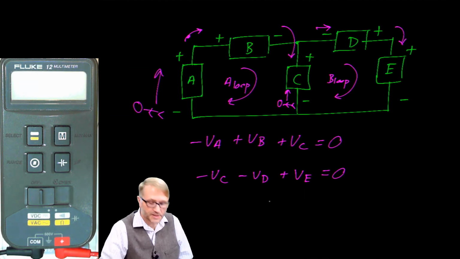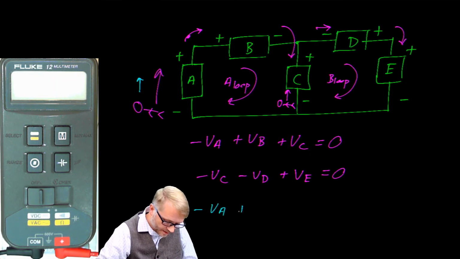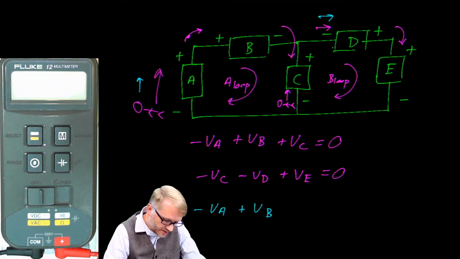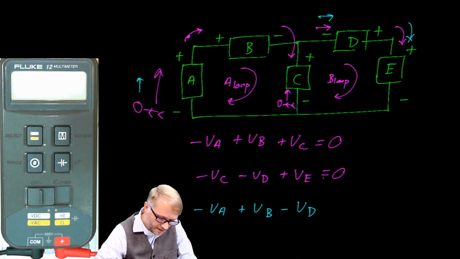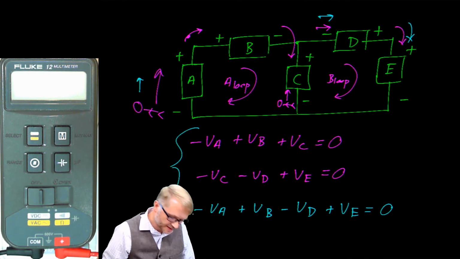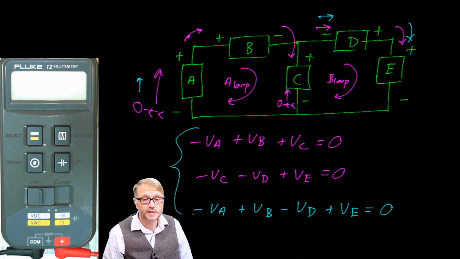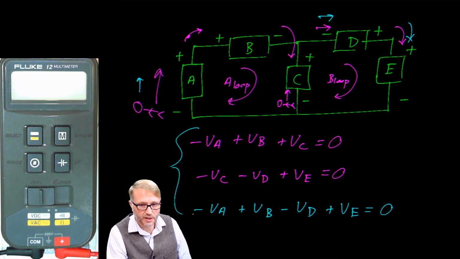While we're here, let's do the outer loop. We would record that as negative VA plus VB. That brings us to this point here, entering in another negative, so minus VD. Brings us to here, which is plus VE is equal to 0, because now we're back where we started. So each of these equations describes the voltages using Kirchhoff's voltage law. Again, the summation of the voltages on a closed loop is equal to 0.